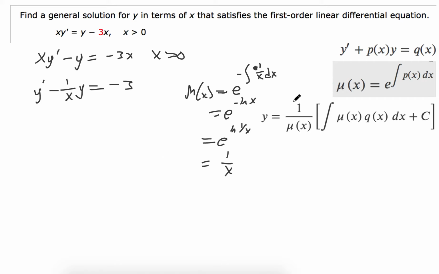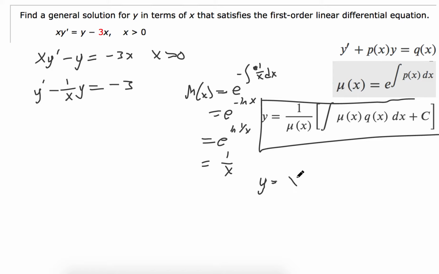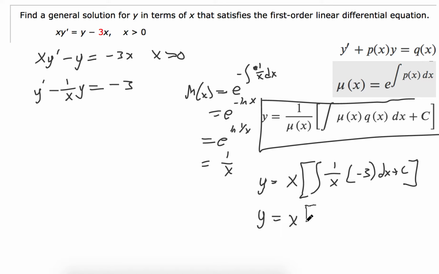Okay, so now that we have that, we can use what the textbook gave us to find a solution to a first order differential equation. y is going to equal 1 over x. So an easier way of writing that is just x. And now it's the indefinite integral of our m of x times our q of x, which is just negative 3. There's no x there. There's our arbitrary constant. So y equals x times, now we know this antiderivative, right?